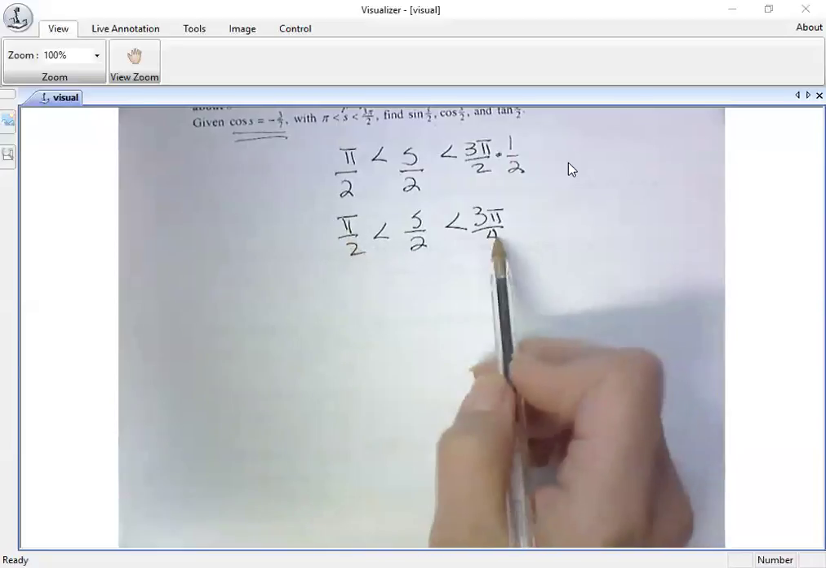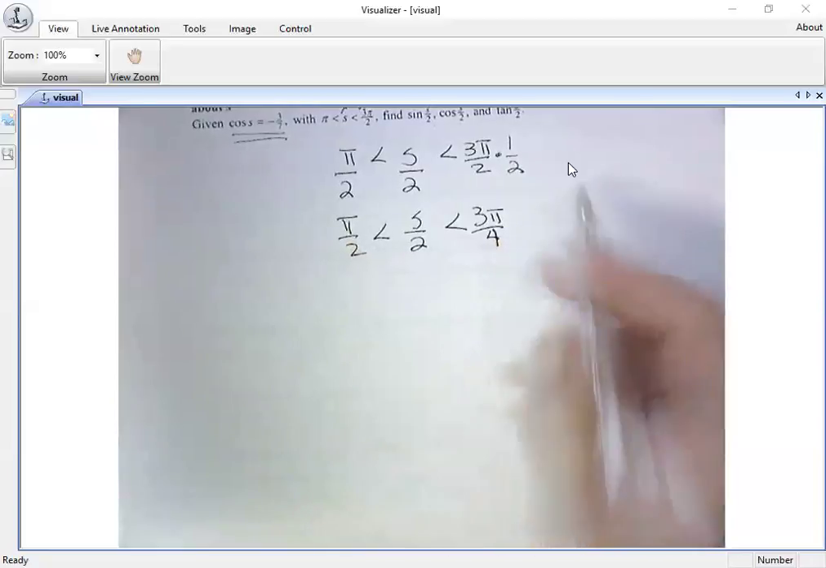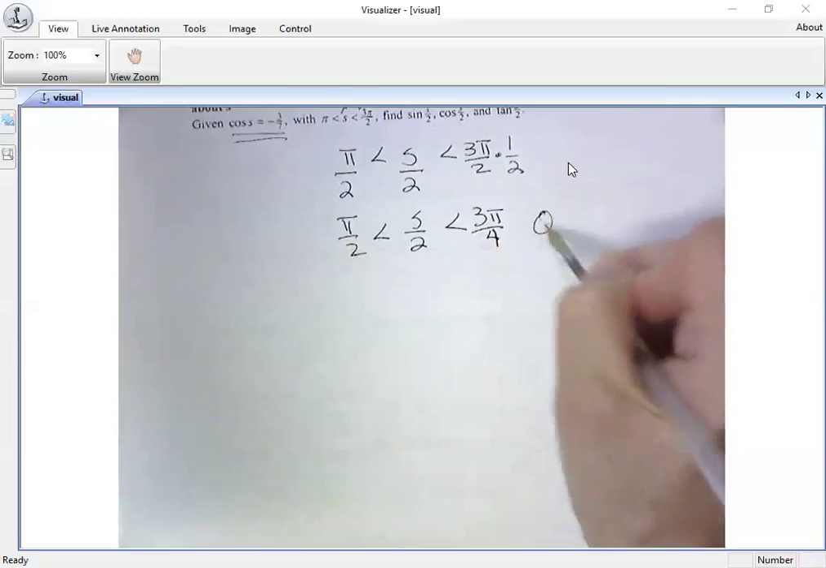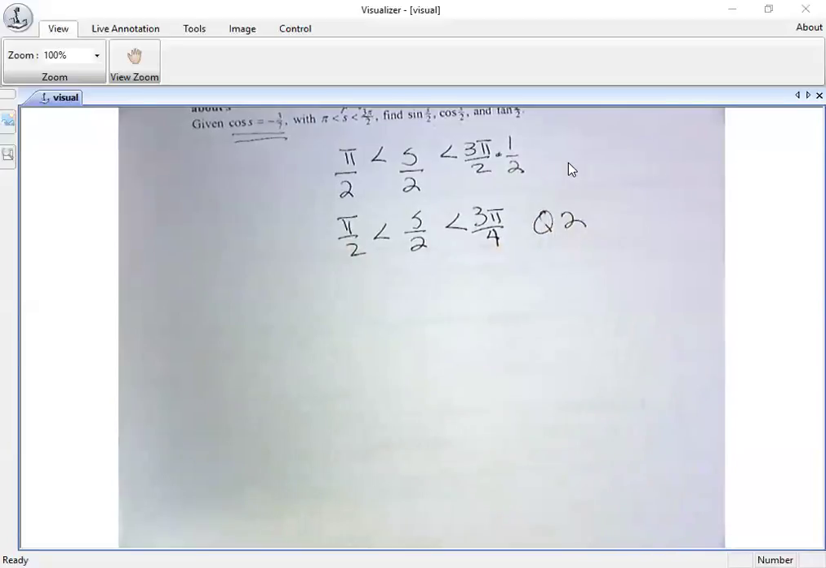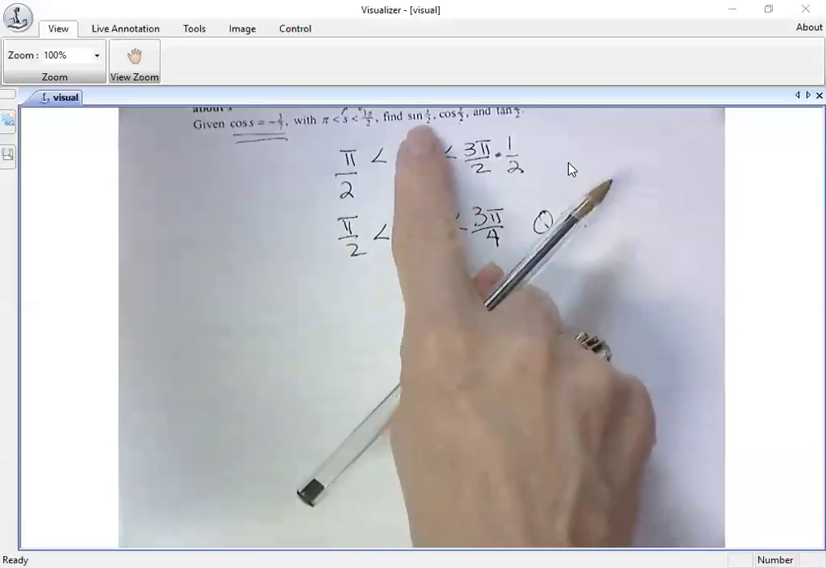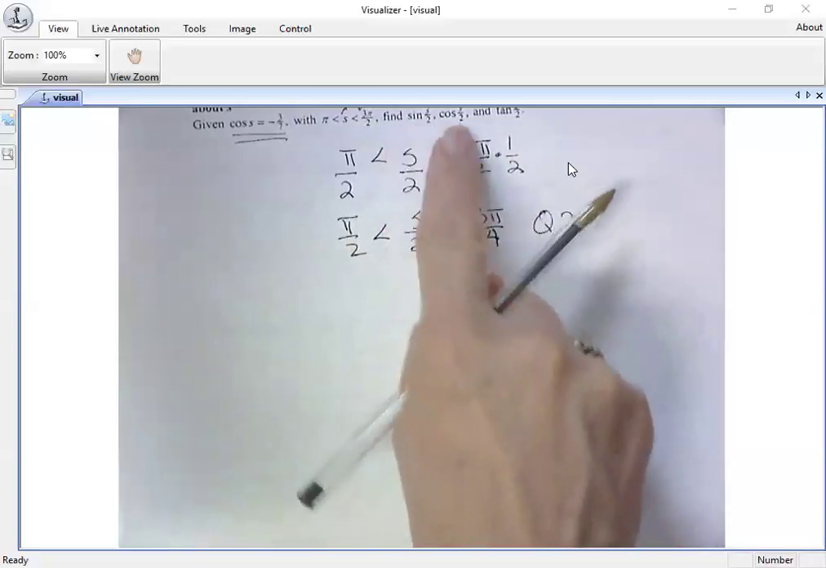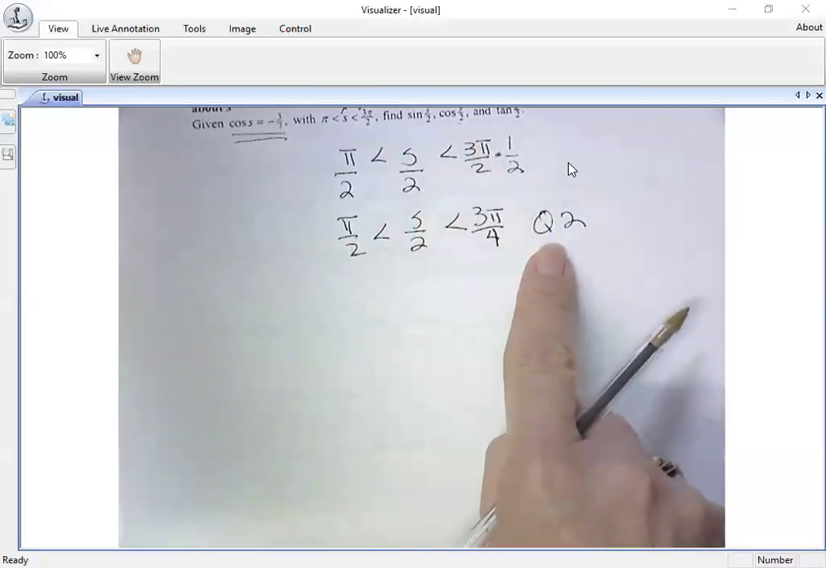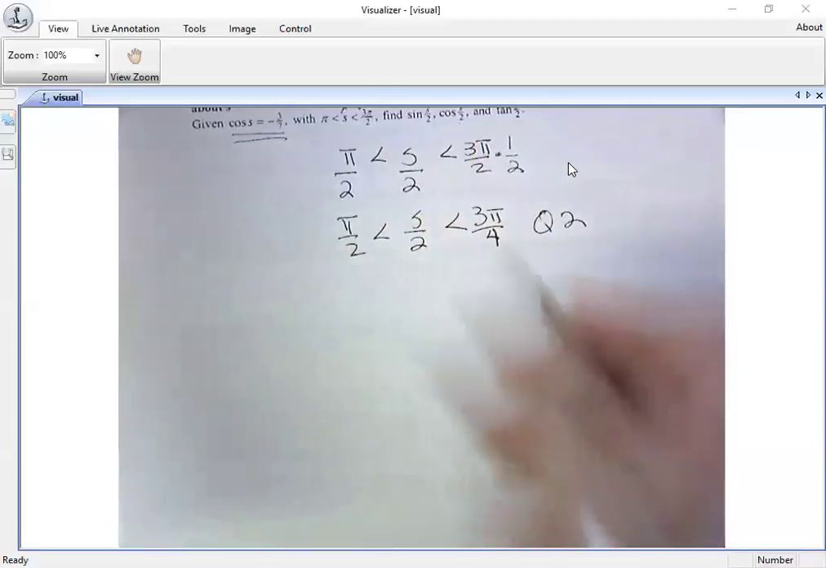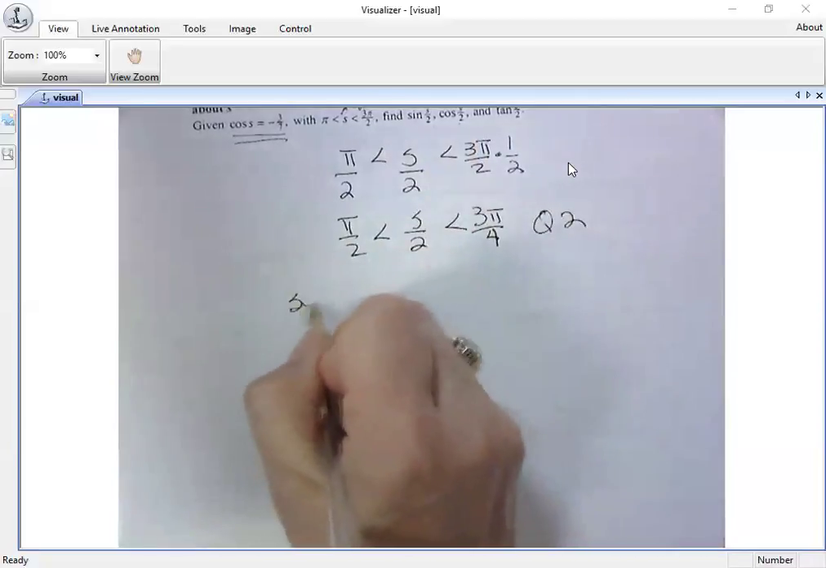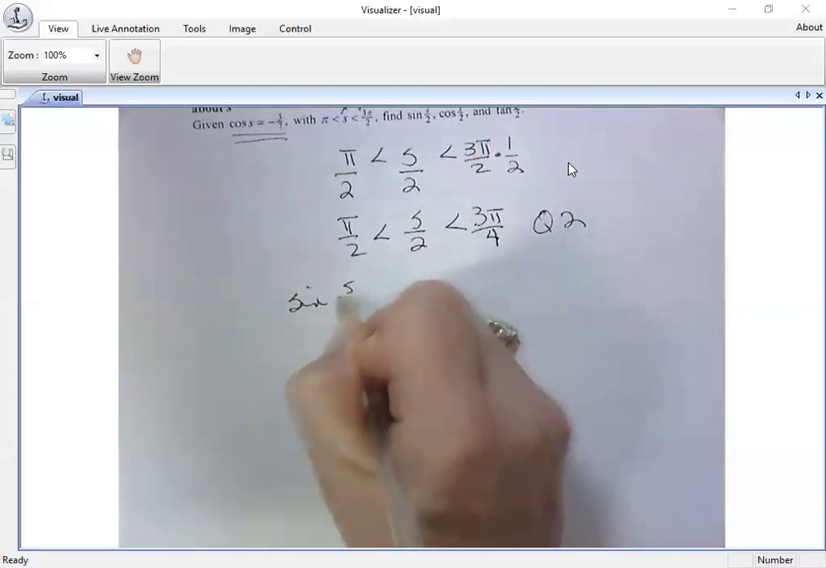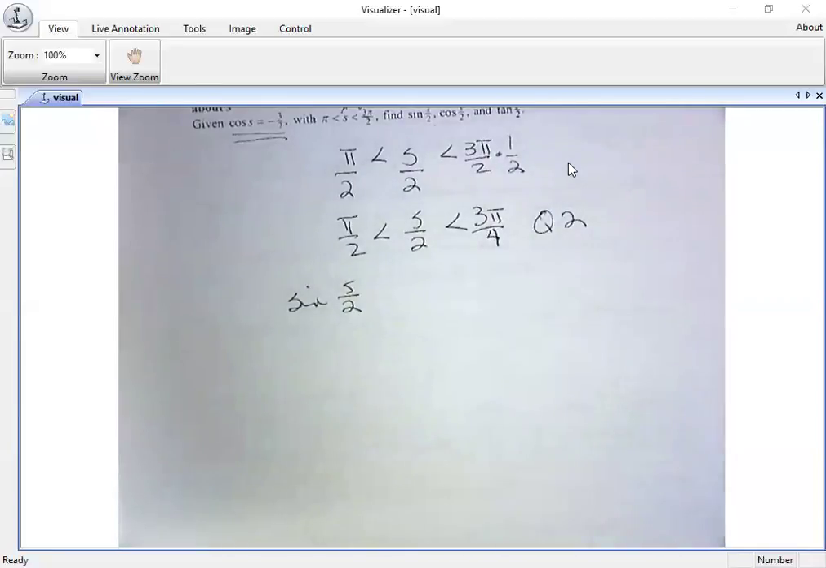Pi over 2 and 3 pi over 4. That's in quadrant 2. Okay, now what that tells me is when I use these formulas, I will pick the sign that would go with this ratio being in quadrant 2. All right? Now, if we want to find the sine of angle S over 2, let's look at our formula sheet for a minute.